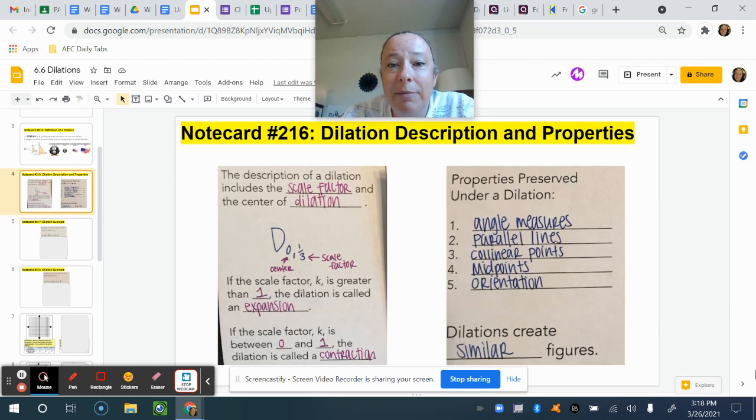Dilations create similar figures. So I think you might be seeing where we're going to go with this in our next lesson. We have similar things, similar triangles, similar things. So your sides are in proportion. So pause me and finish up note card 216.